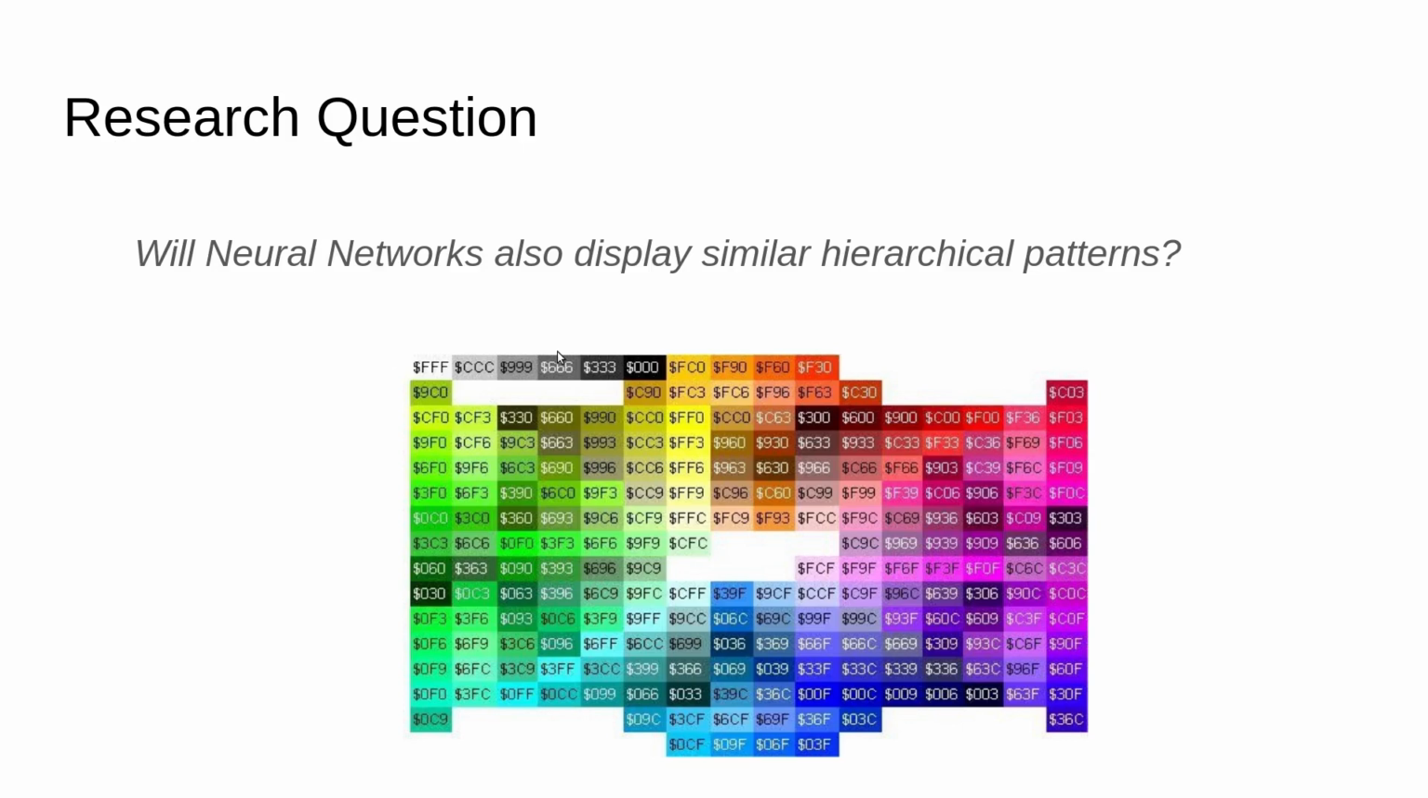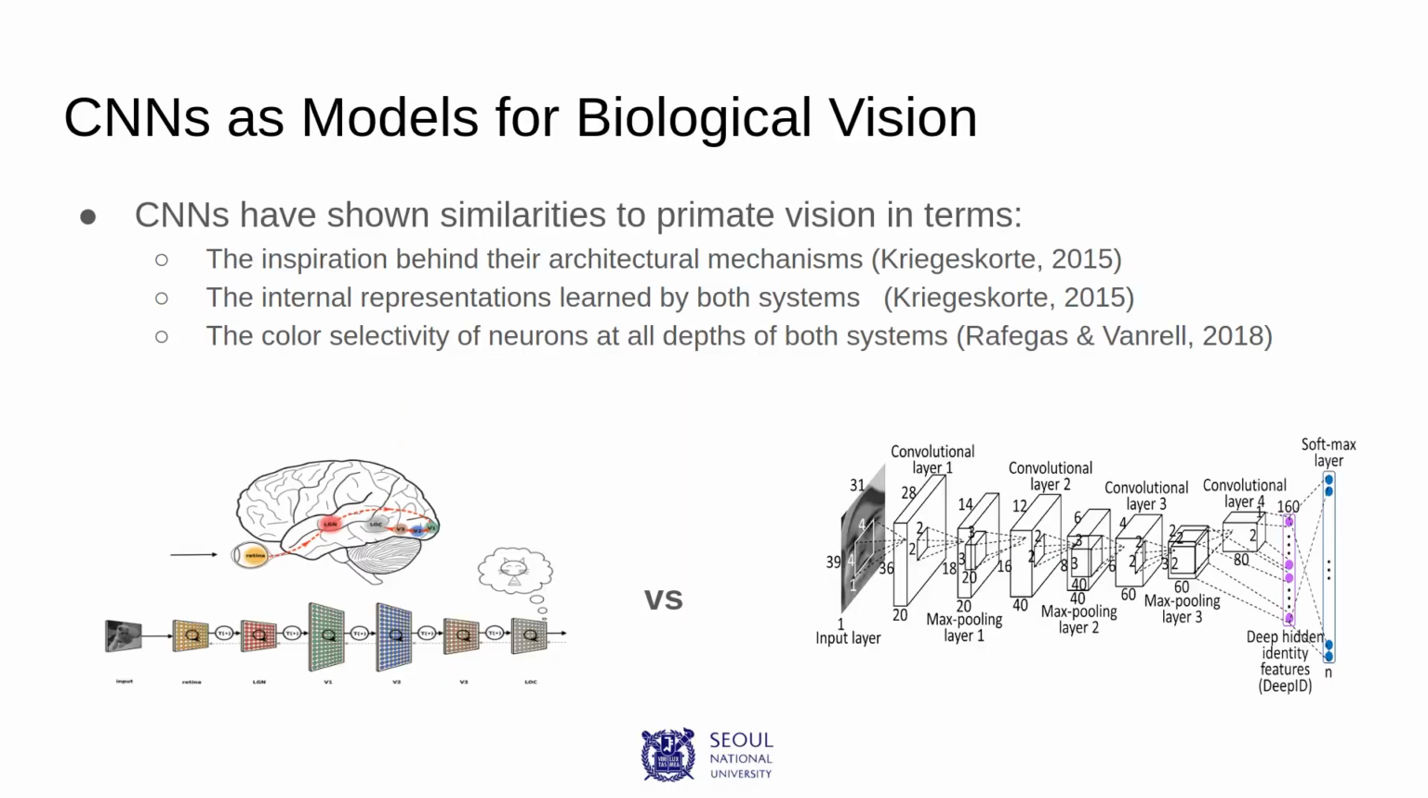So will neural networks display similar hierarchical color patterns? This is actually a reasonable question to ask because research has shown that there are similarities between CNNs and biological vision, both in terms of the inspiration behind their architecture, the internal representations learned in both systems, and also the color selectivity of certain neurons in both human vision and CNNs.